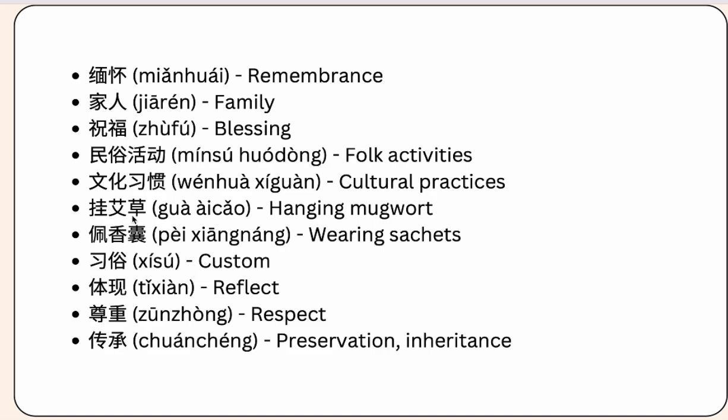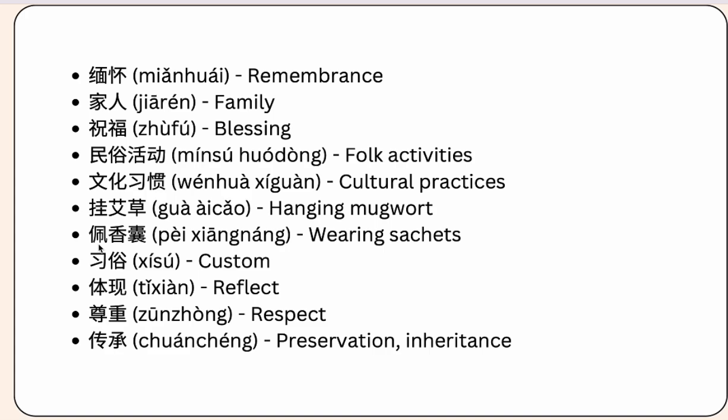挂, 艾草. 挂 is hang. 艾草 is one kind of grass, mugwort. Normally people hang this kind of grass on the door, believing it will get rid of bad spirits. 佩 is to wear. It's the same as 戴, but normally you only use it for wearing accessories, you wouldn't use it for clothing. It's similar to 戴, but more formal.